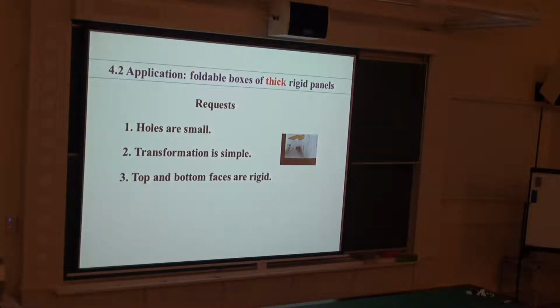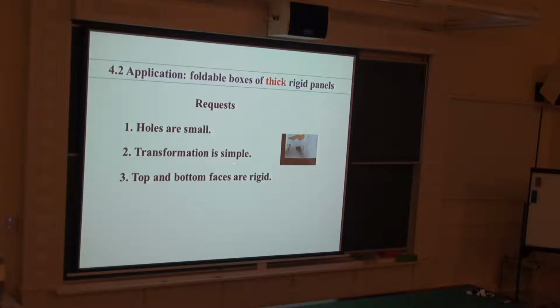Now the next application is to foldable boxes of thick rigid panels. Because of the thickness, we cannot fold by creases. Paper is a little bit flexible, so we could do that. But thick panel means we cannot fold the panel, which means we have to cut off the region of moving creases to avoid collision, right? So therefore it is necessary to have a hole. A small hole is good. This is the first request.